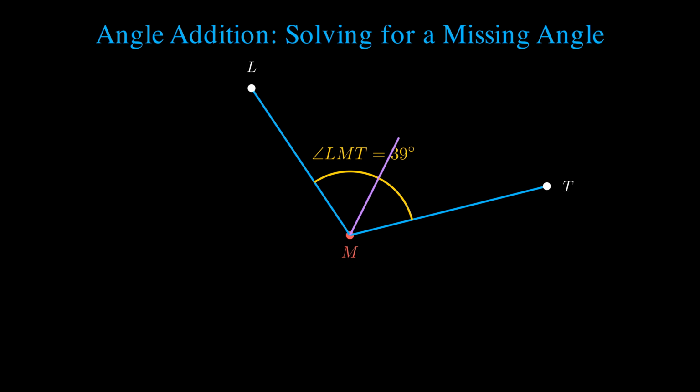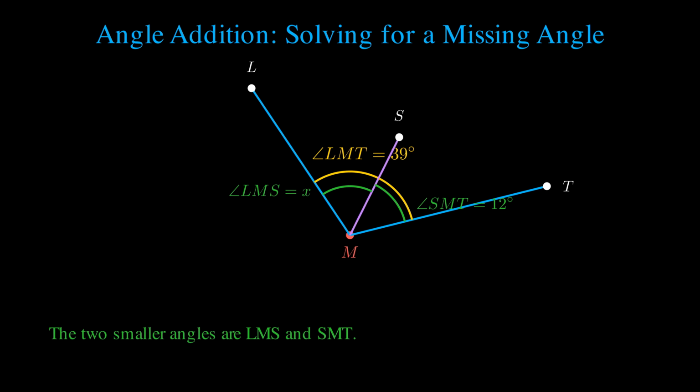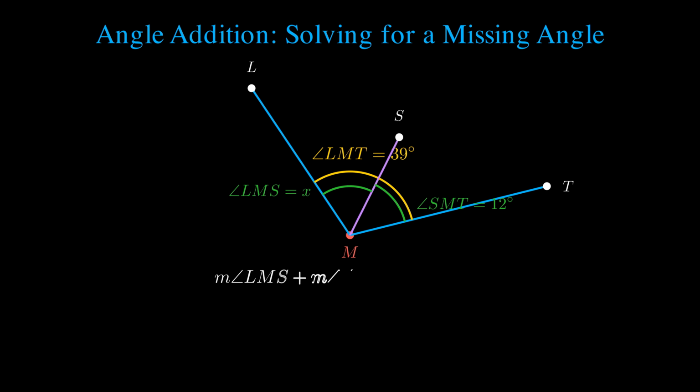Now another ray appears between those two rays. This new ray goes from point M toward point S. And because this ray lies inside the big angle, it splits the large angle into two smaller angles. So now we have two smaller angles. One of them, angle LMS, is labeled X, which means its measure is unknown. The other smaller angle, angle SMT, is given as 12 degrees. So together, these two smaller angles must equal the big angle.